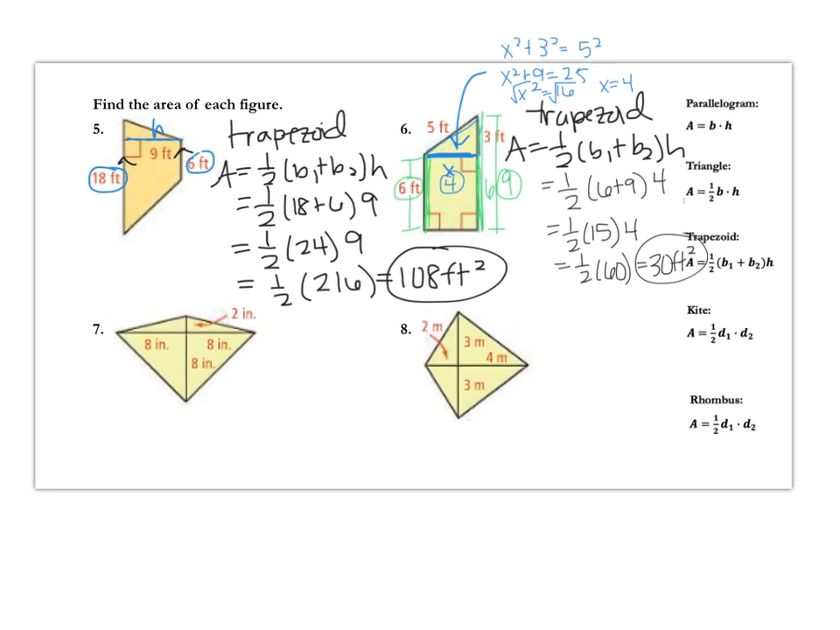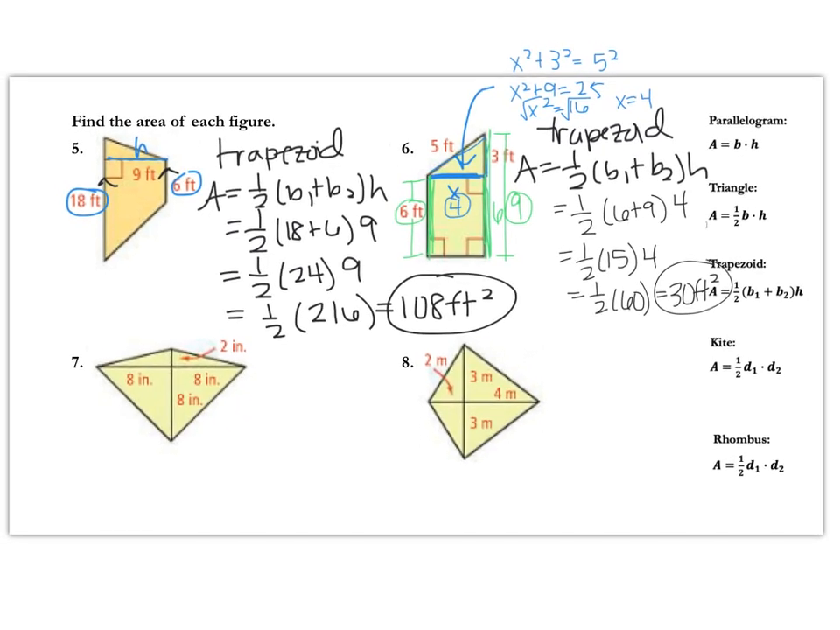So just make sure you're using the right numbers, that you're not just jumping and using the numbers that are there. We didn't use the 5 as the height because it didn't make the right angle. Since we didn't know the one that made the right angle, we had to use that triangle to help us figure it out.